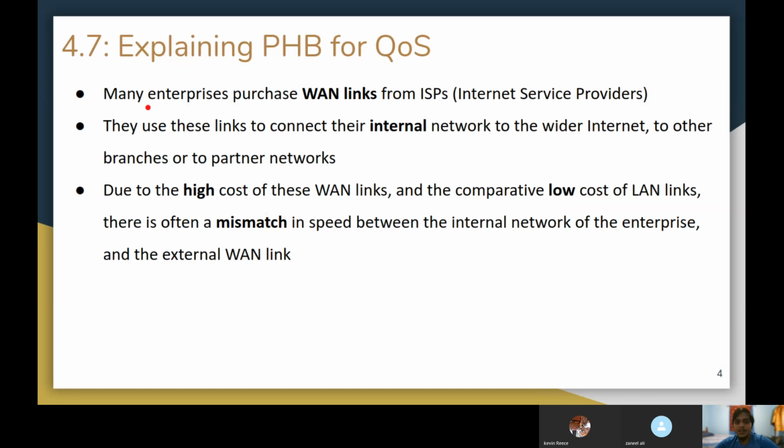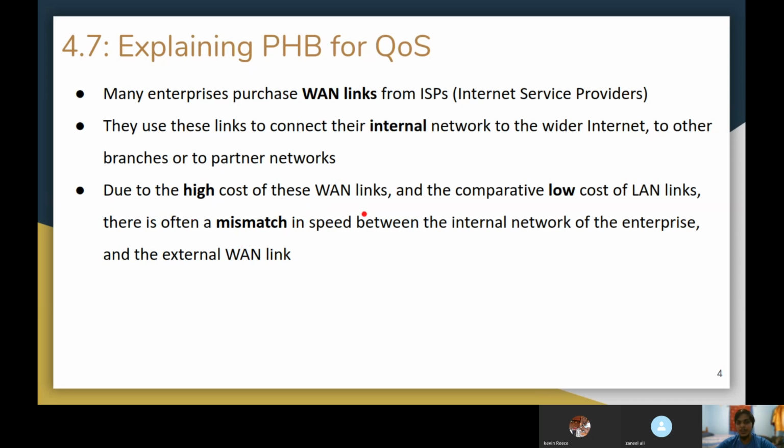So many enterprises purchase WAN links from ISPs, or internet service providers. They use these links to connect their internal network to the wider internet, to other branches, or to partner networks. So that's what WAN links are used for. Remember, we mentioned WANs and LANs. Those are the internal networks, and to connect outside, we use WAN links.